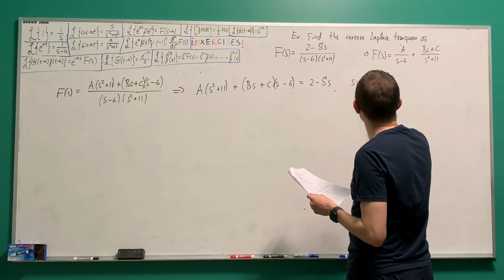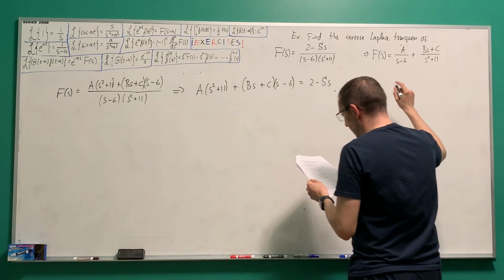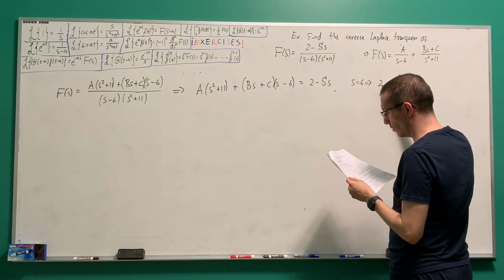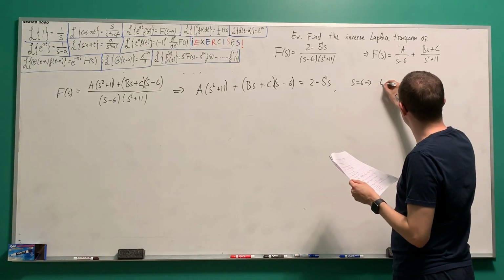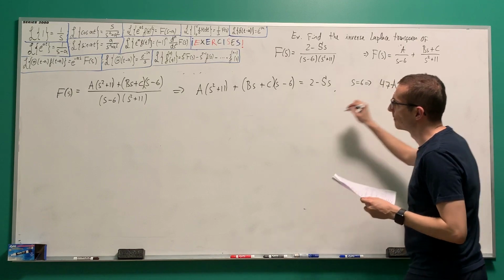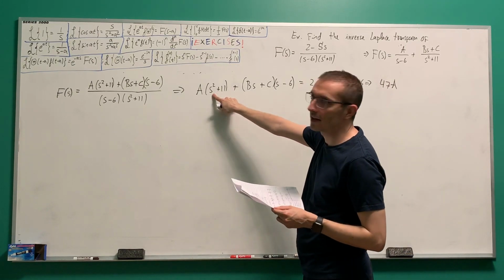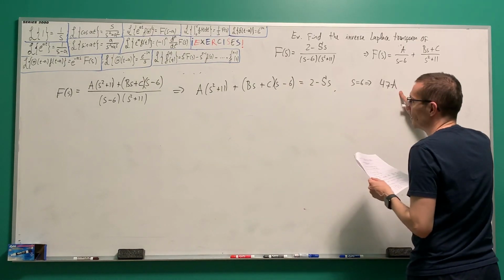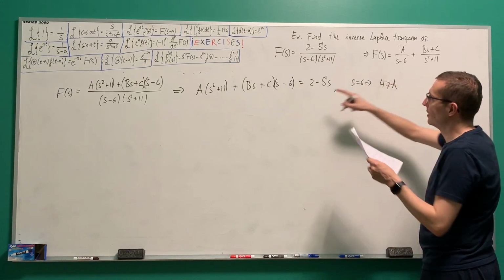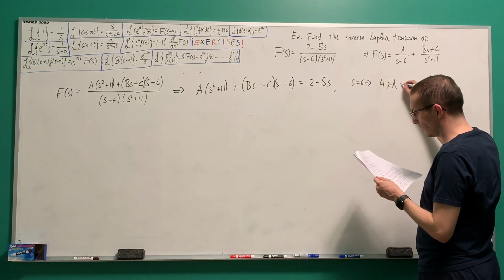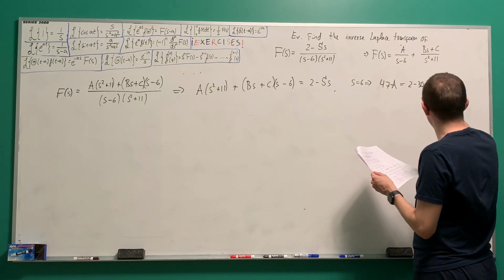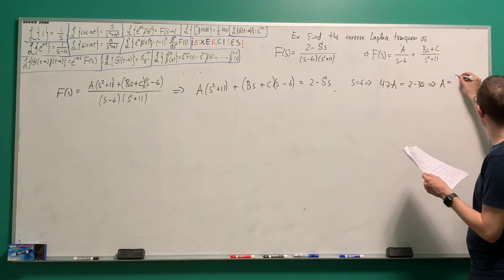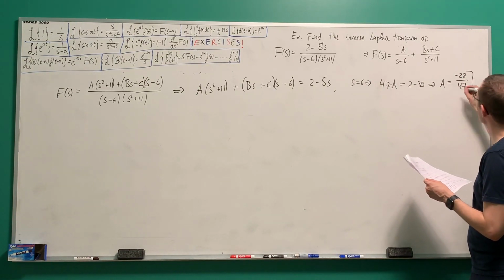So for s equals 6, the equation that I'm left with is, well, let's do the left-hand side first. It's 47A, right? This is 6 times 6 plus 11, so 47 times A. This one's 0, equals 2 minus 30. And you can solve for A, and you get that A is equal to minus 28 divided by 47. That's the value for A.